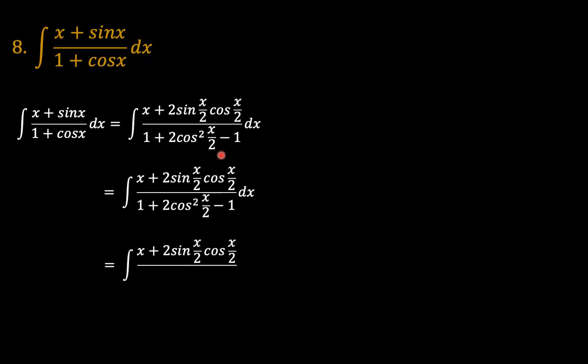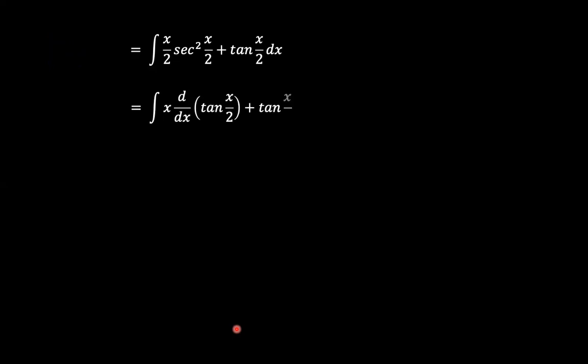over cosine squared x over 2. And so this becomes x over 2 sec squared x over 2 plus tangent of x over 2. Now a half of sec squared x over 2 is the derivative of tangent of x over 2. So another way we could represent that is that it is the same as x times the derivative of tangent of x over 2 plus the tangent of x over 2 times the derivative of x.